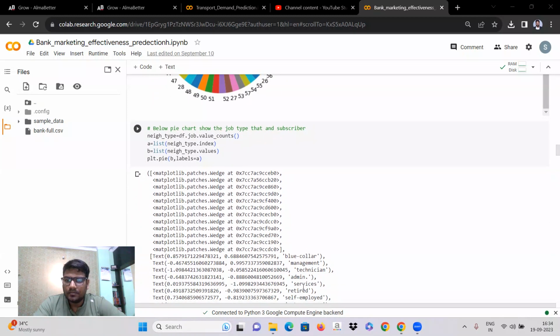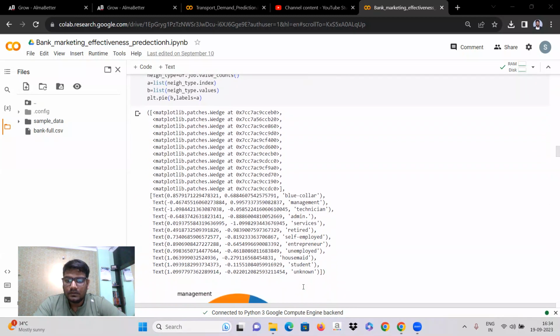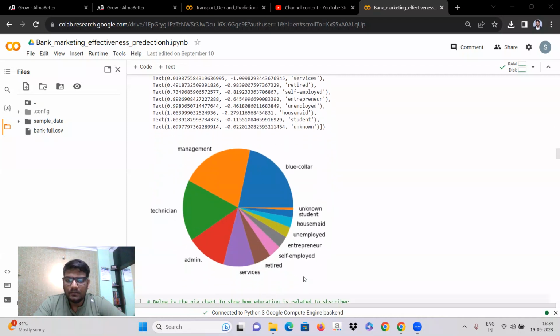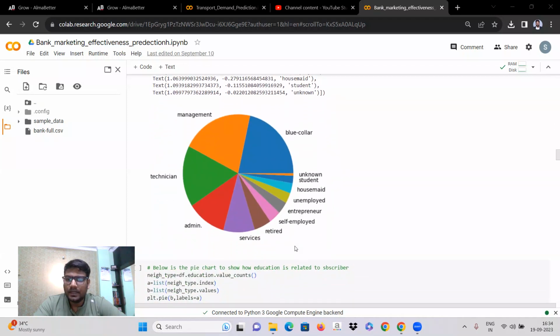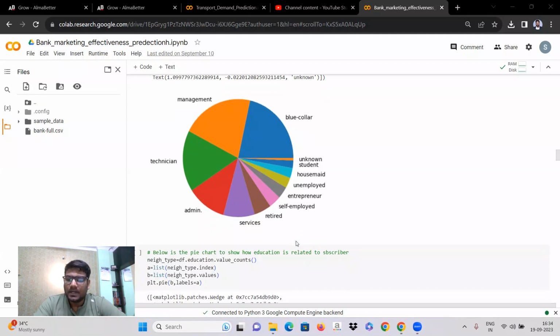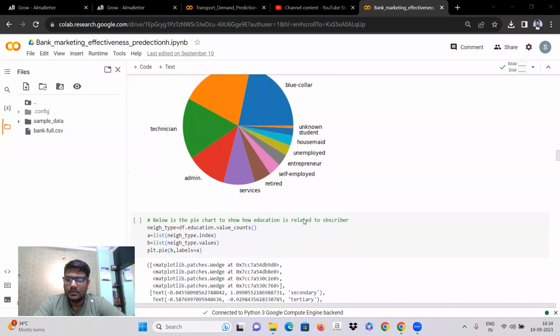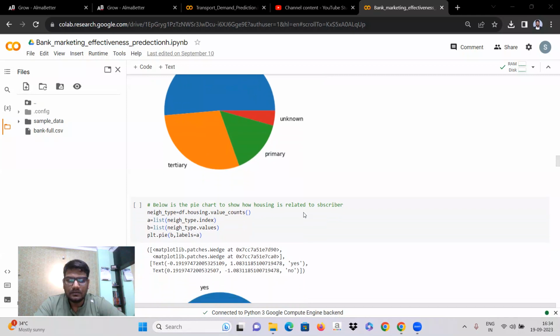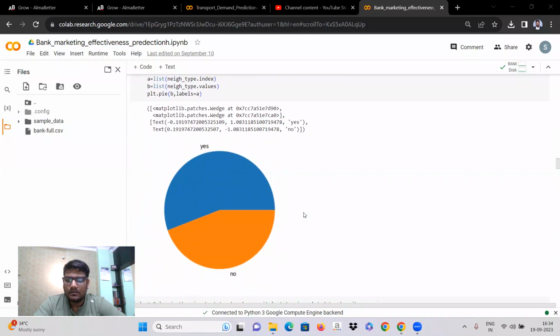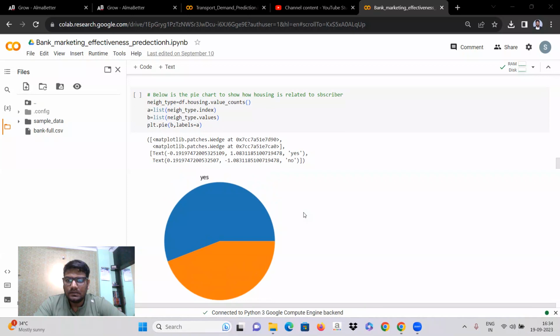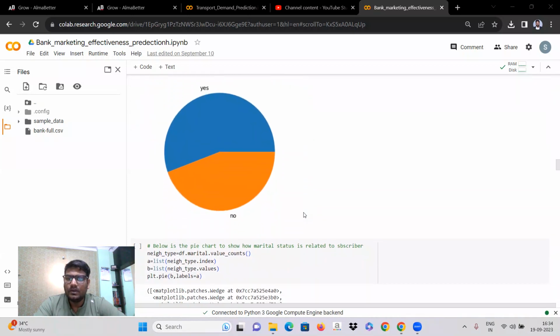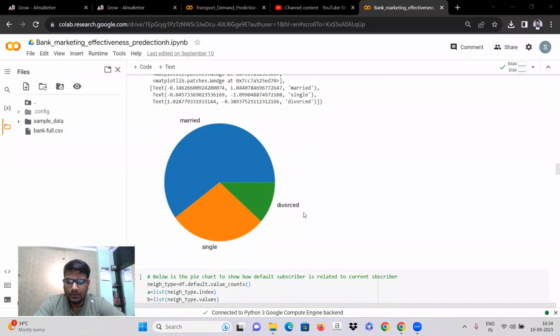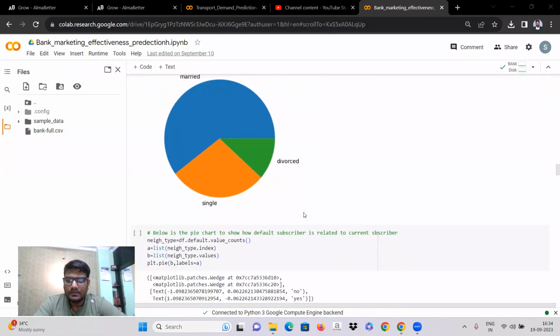And this is again a pie chart. Blue collar job people, people working in management, and technicians subscribe to the term deposit most of the time, and similarly for the education information. And this is the housing: the people who own a house subscribe to the term deposit, and their marital status.